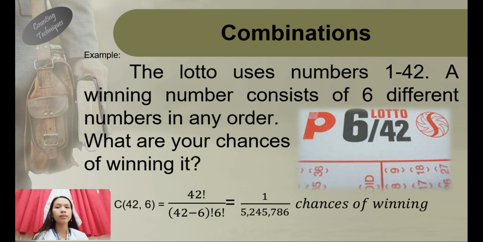So, we have to compute and use the formula C. The combination of N and R is equal to N factorial divided by the quantity of N minus R factorial times R factorial. So, it is equal to 42 factorial divided by the quantity of 42 minus 6 factorial times 6 factorial. So, our answer is 1 over 5,245,786 chances of winning.